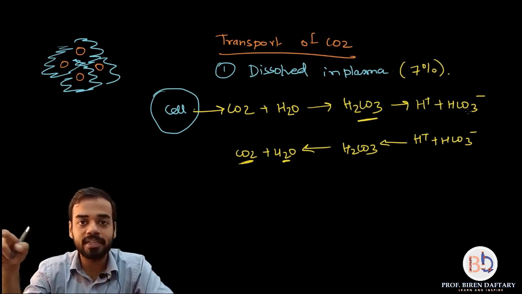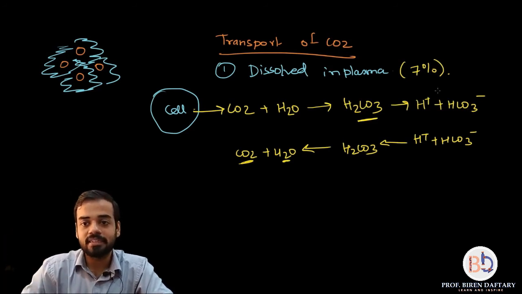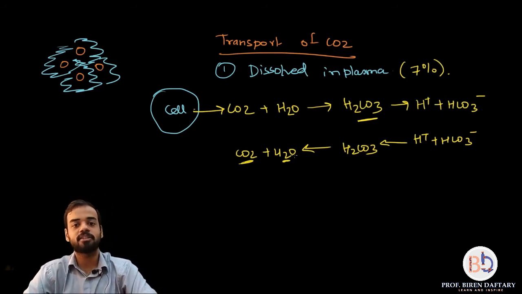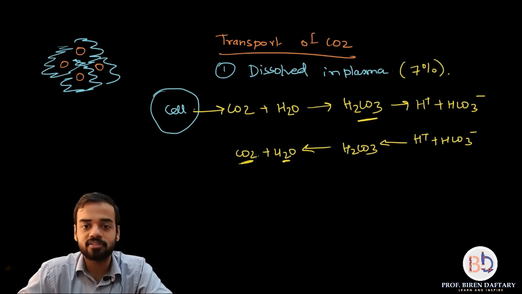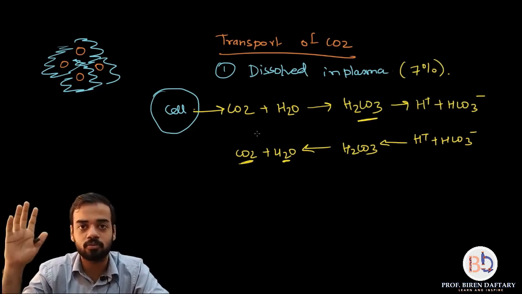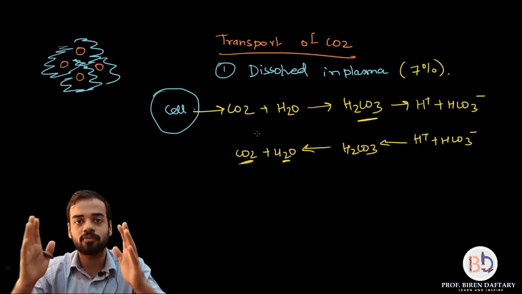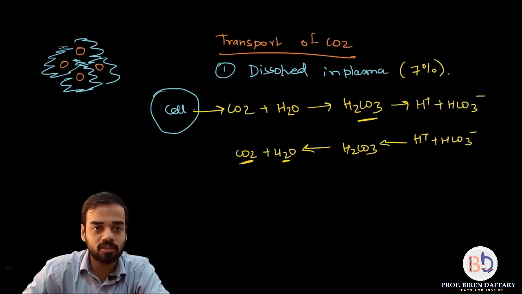So in the pulmonary capillaries, these both ions combine back, so it is a reversible reaction, to form carbonic acid. Carbonic acid splits into CO2 and H2O. CO2 diffuses out, water vapor diffuses out. So carbon dioxide is released. So we are done with the first part of transport of carbon dioxide. Now let us come to the second method.